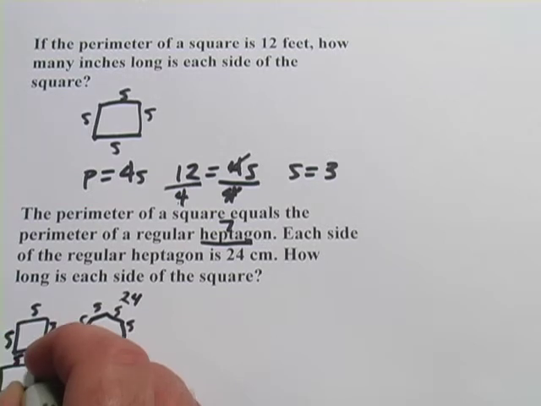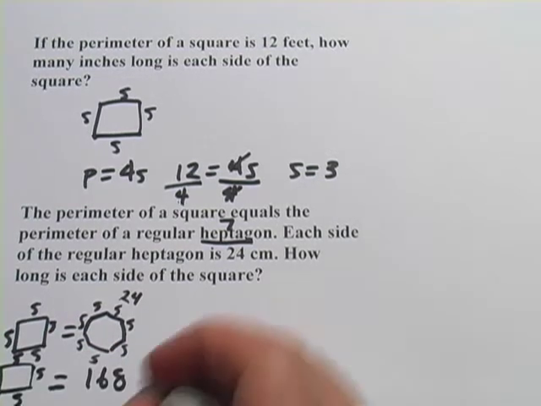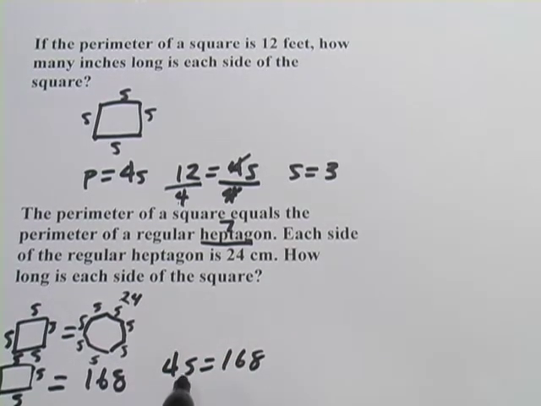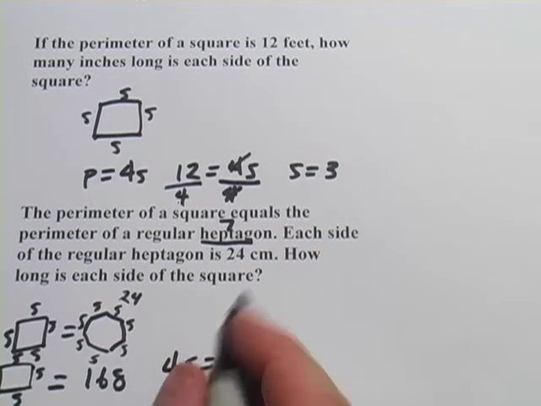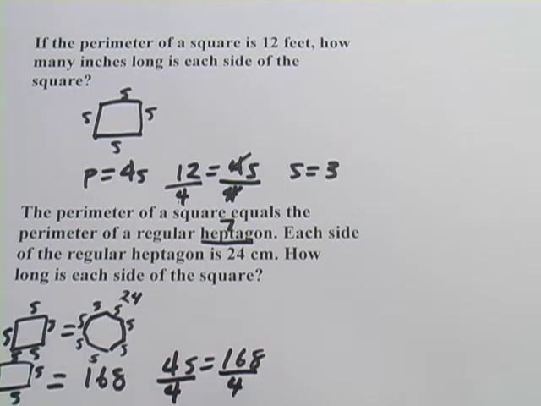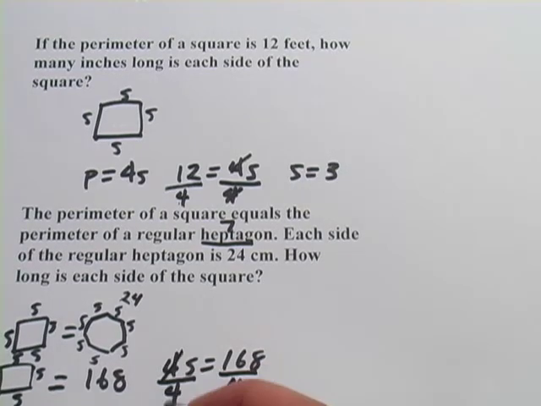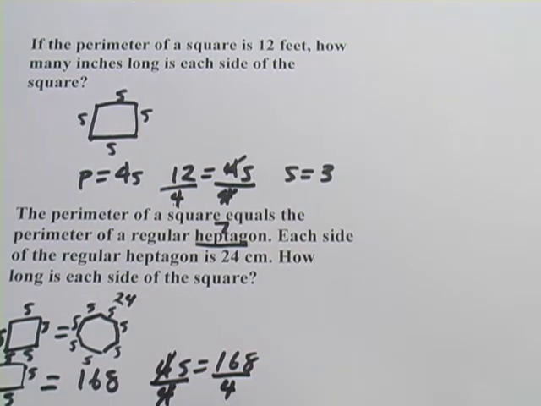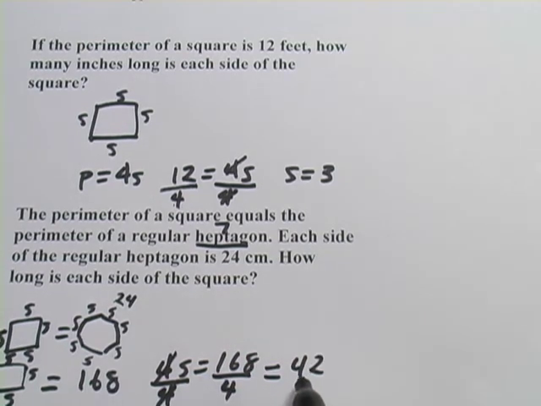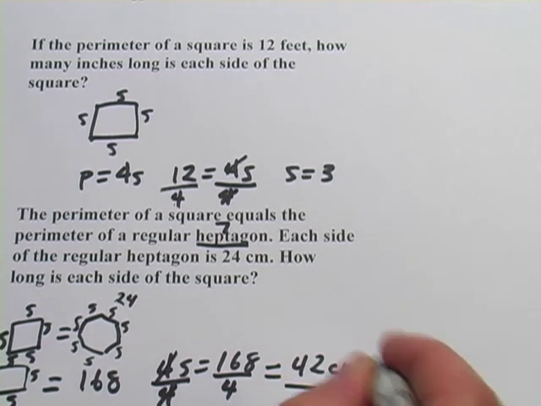Now the square perimeter is those 4 s's, so I could rewrite that as 4s equals 168. And now I'm going to solve for s, just like I did up here. I'm going to undo what's been done to the s. The s has been multiplied by 4, so I'm going to divide by 4, but I have to do that to both sides of the equal sign. On this side, the 4's cancel out, leaving s alone, which is exactly what I want. And on this side, 168 divided by 4 is 42. So the side of each side of the square is 42 centimeters long. That's a tricky one.